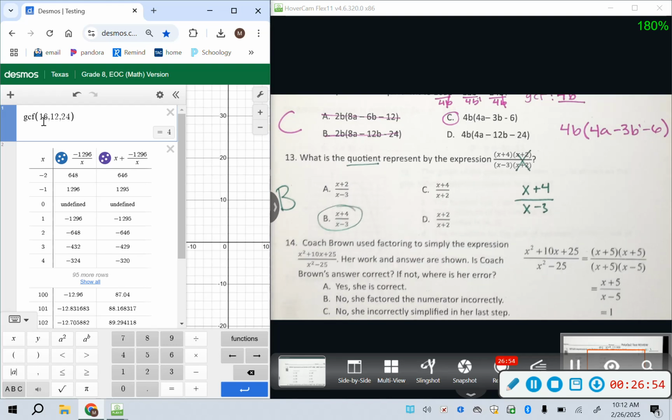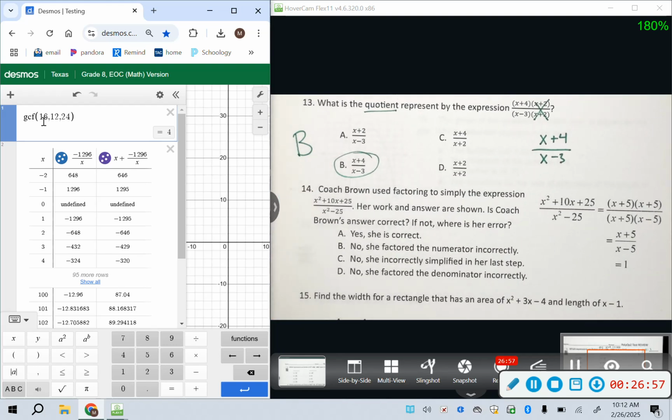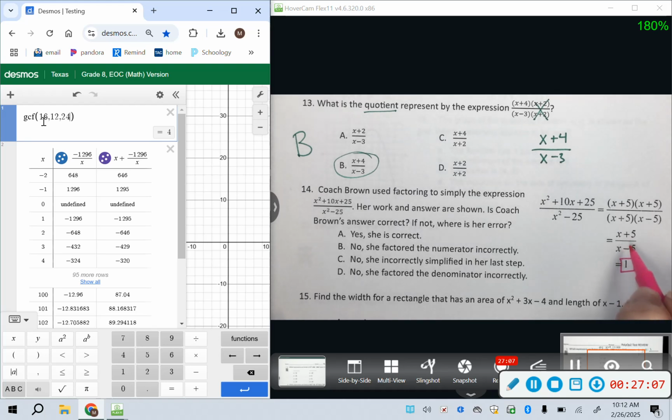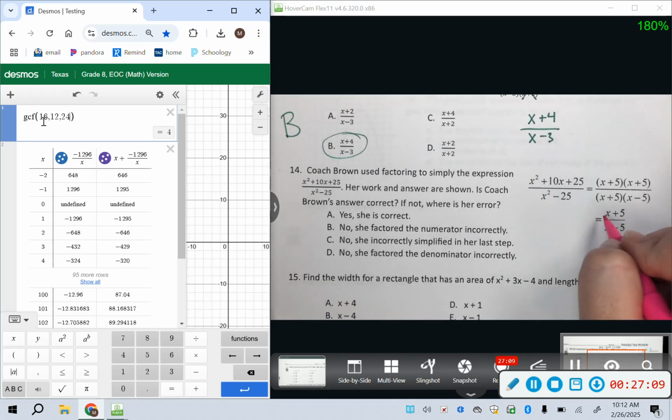Okay, 14. It says Coach Brown used factoring to simplify this expression. Her work and answer are shown, so on and so forth. It says, is her answer correct or not? Well, first off, I see her final answer is 1. And I see here that she canceled. But remember, plus and minus make things stuck like glue. And when they're stuck like glue, they have to match exactly. So does x plus 5 match exactly with x minus 5? The answer is no. So you cannot simplify.